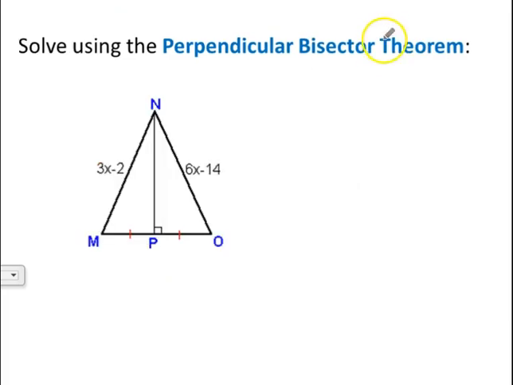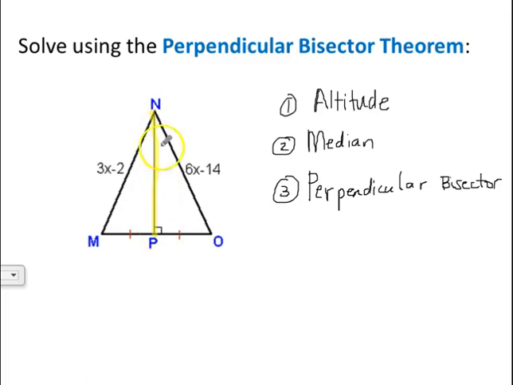So let's go ahead and solve a problem using what we've learned about the perpendicular bisector theorem. So here we've got a triangle, and I've got a segment in my triangle. What kind of segment is this right here in our triangle? Is that an altitude? Is it a median? Or is it a perpendicular bisector? So that's the first question I'm going to ask you. What type of segment is this segment in this triangle?